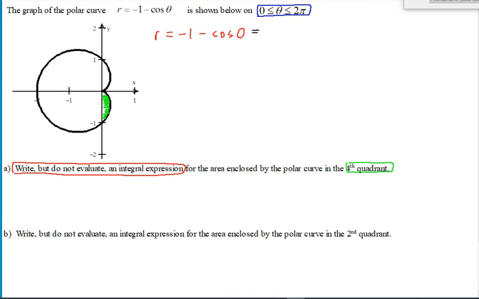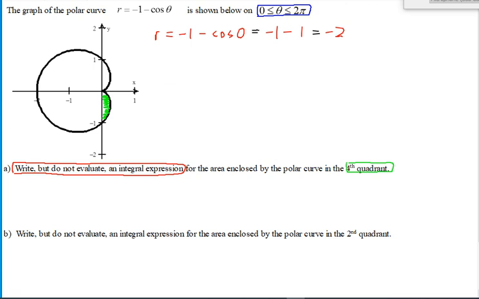Well, cosine of 0 is the x coordinate, which is 1. At 0, so that would give you -2. So when you're graphing polar coordinates, you always start with the angle. That tells you what direction to go. And then this is giving you the radius, how far to go in that direction. So 0 is this direction, and on the unit circle, 0 is heading to the right.